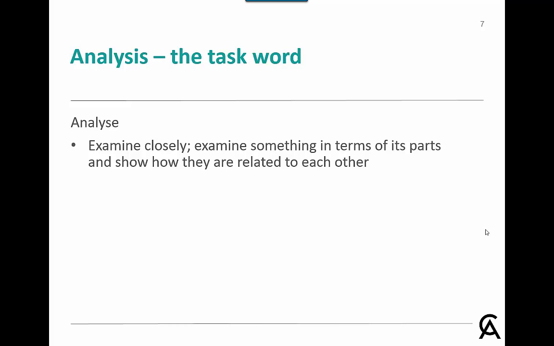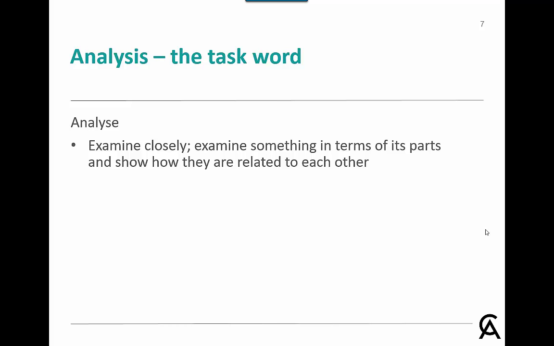What do we mean by analysis? Our task word means to examine closely, examine something in terms of its parts and show how they are related to each other. To examine something closely, we need to ask, what is it that causes the issue, or makes the issue the way it is? Or what situation in the business does the issue cause?